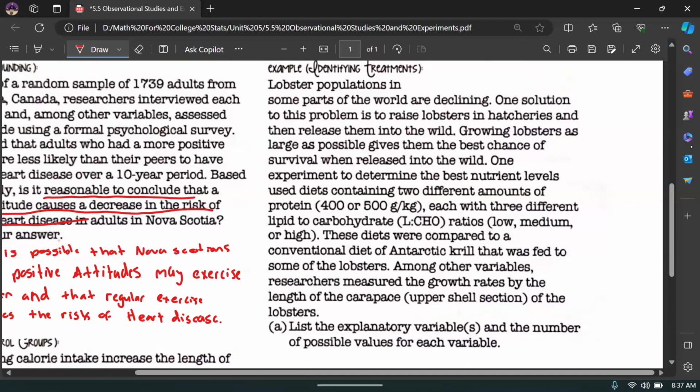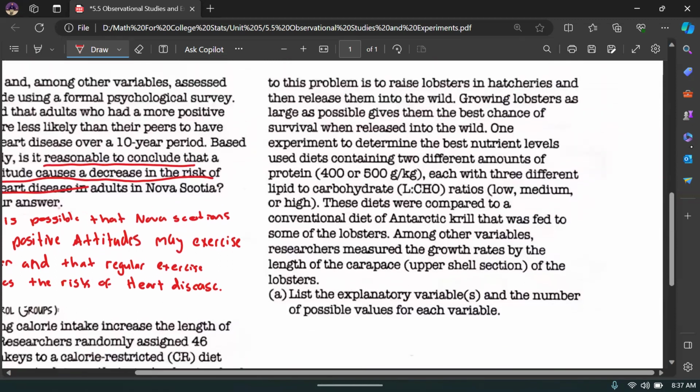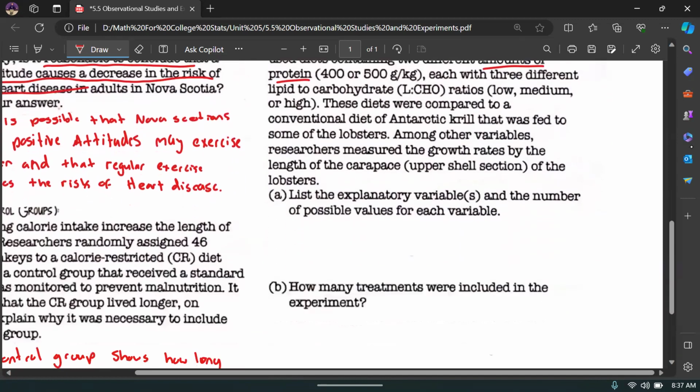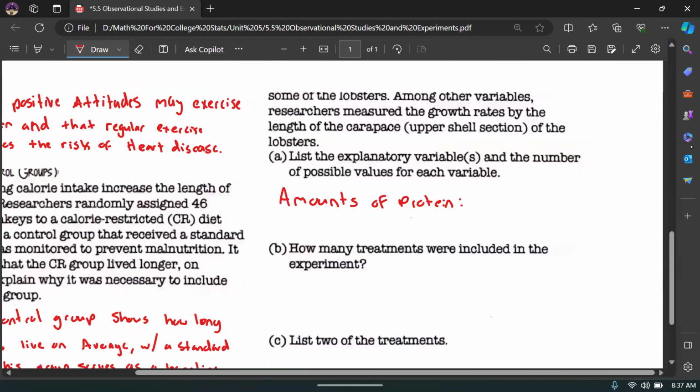All right, first thing says it lists the explanatory variables and the number of possible values. Now, the explanatory variables is again the input variable. What the experimenters are doing with the lobsters. What things are they changing? Are they tweaking their diet? And so there were two things that they were changing. One was the amounts of protein. They're changing the amounts of protein. That is one variable that they are tweaking. And it says list the possible values for each. There were two possible values because they did either the 400 or the 500.